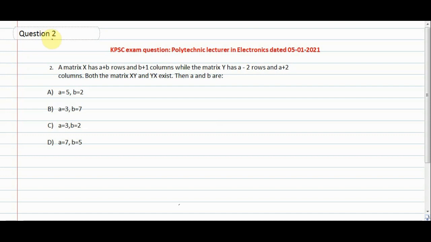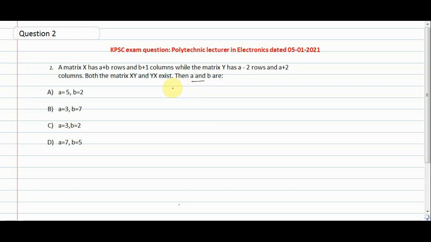Question number 2. A matrix X has A plus B rows and B plus 1 columns, while the matrix Y has A minus 2 rows and A plus 2 columns. Both the matrix X into Y and Y into X exist. Then A and B are? We are asked to calculate the values of A and B. So you may try this question by yourself. Just pause the video and try to solve this.